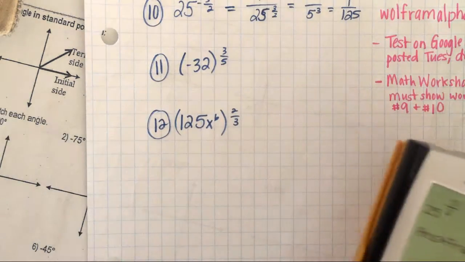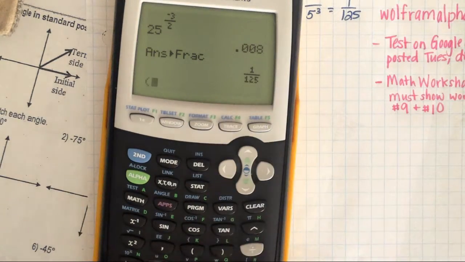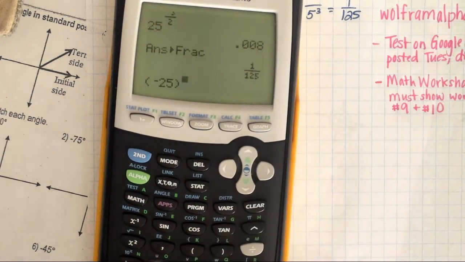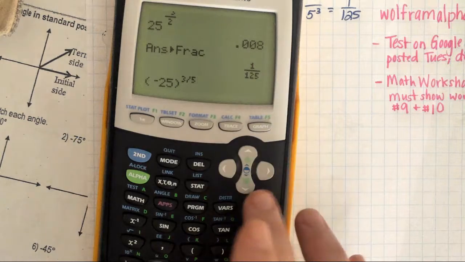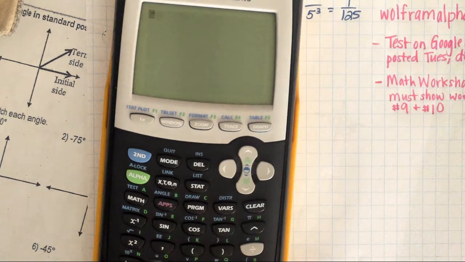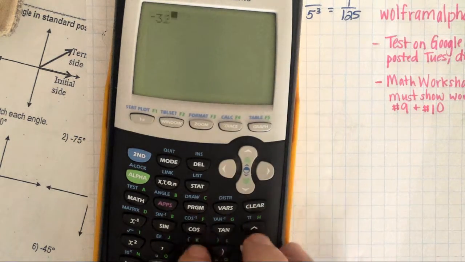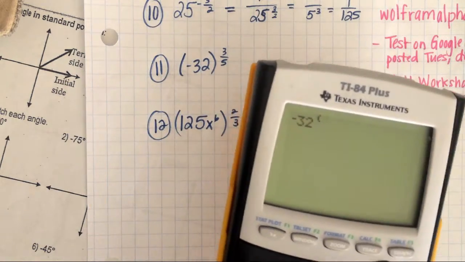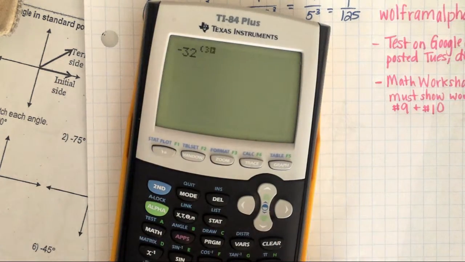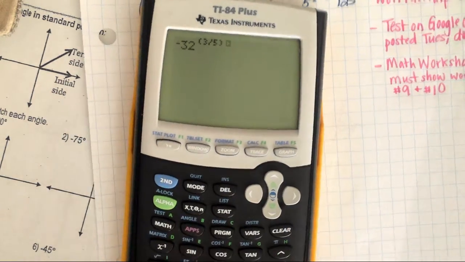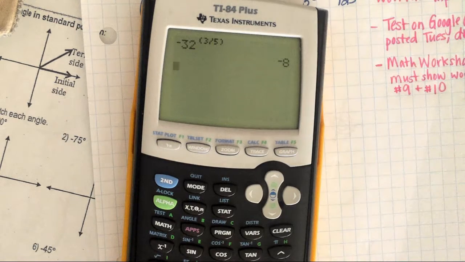Okay, so on number 11, literally going to do the same thing. Negative 32 raised to the 3 divided by 5. Miss Compton can't type today. Negative 32 raised to the 3/5. And this is how I typed it in, and that is the wrong answer. Why is that wrong? It didn't have to be a decimal. Why is my answer wrong?